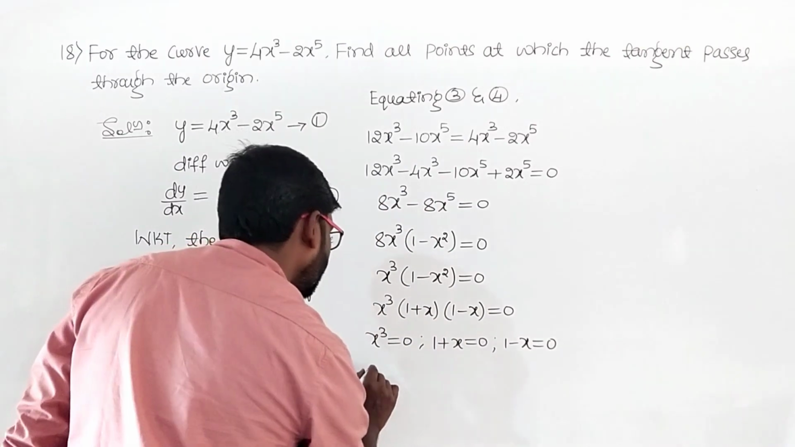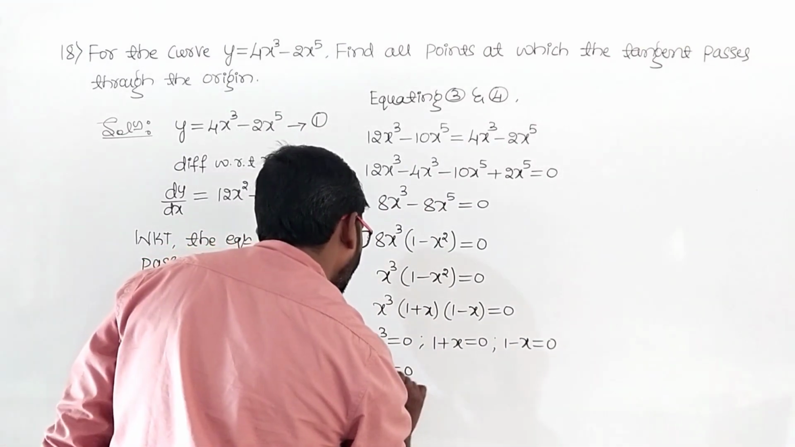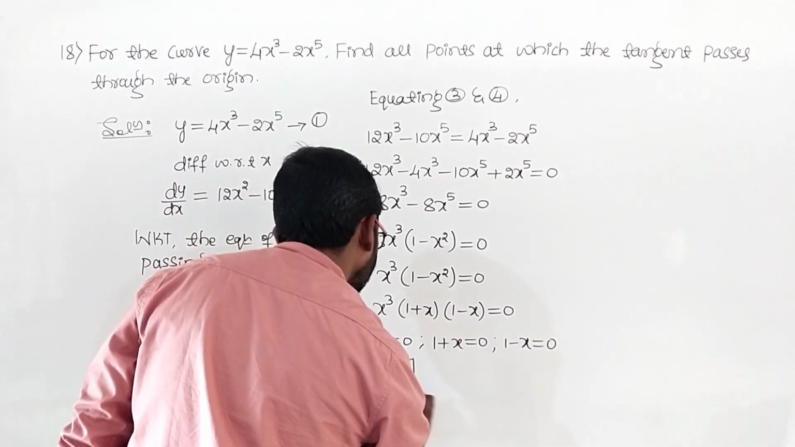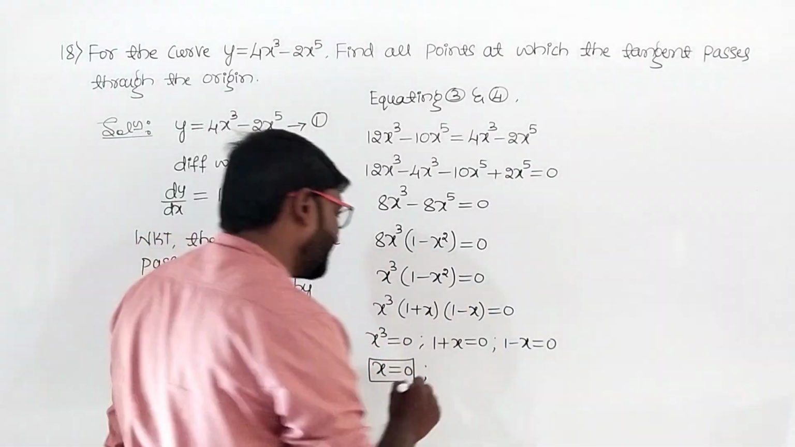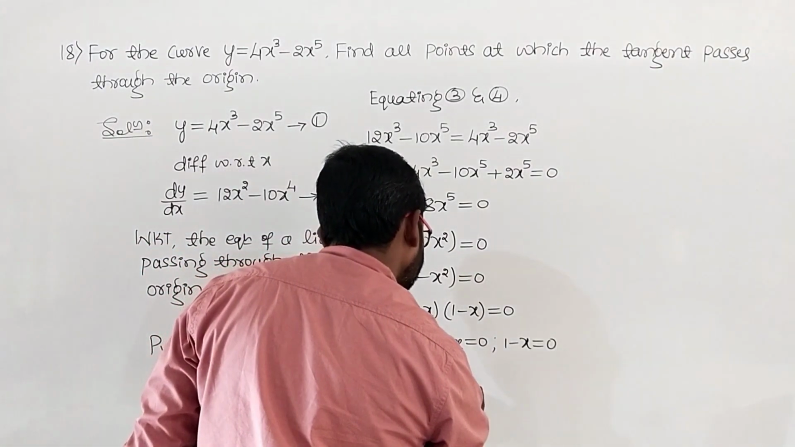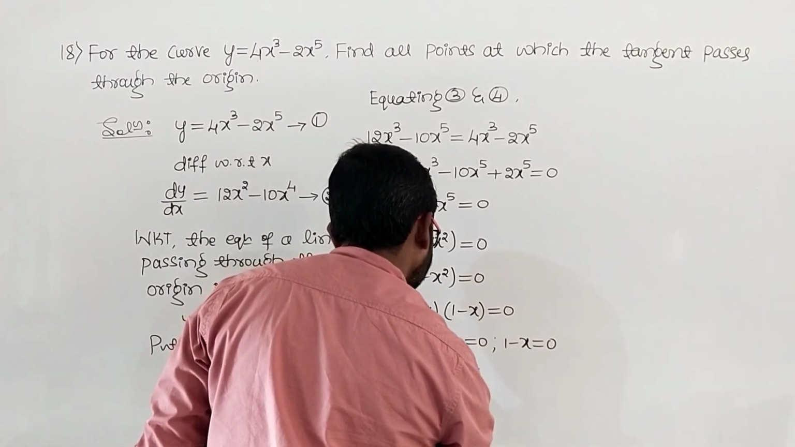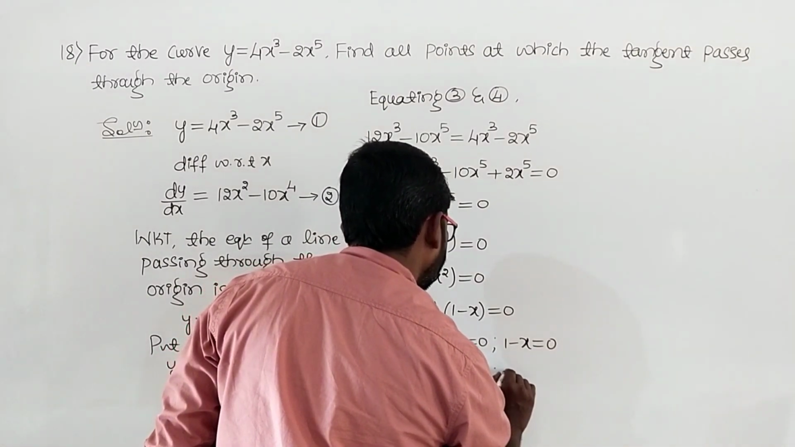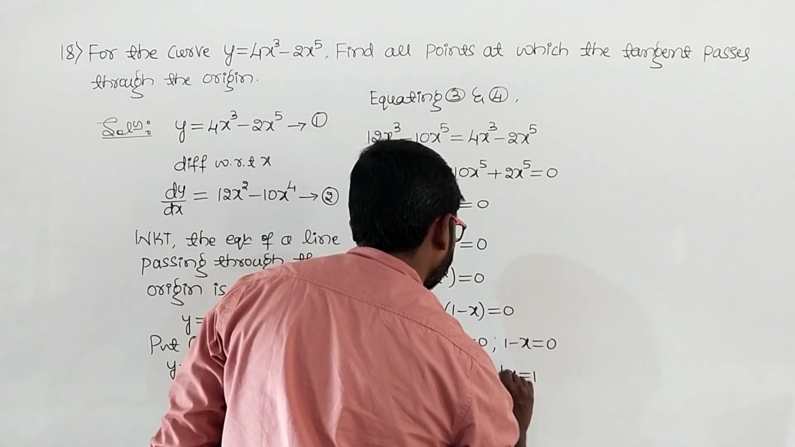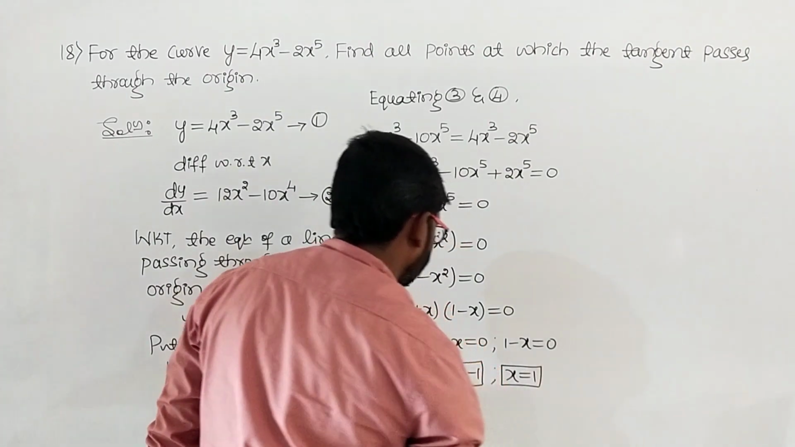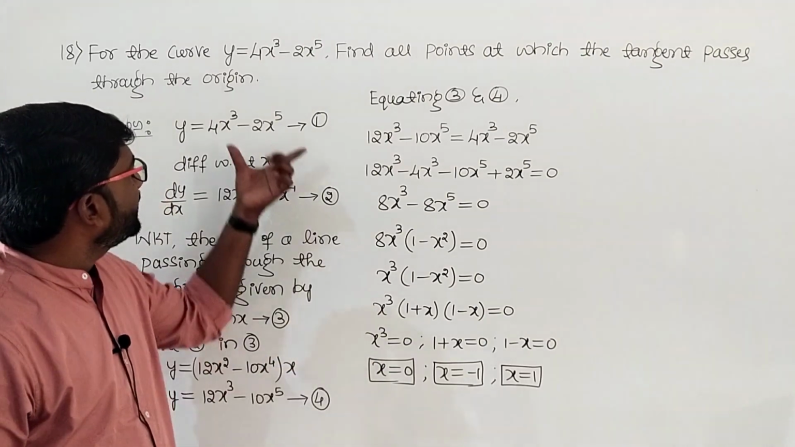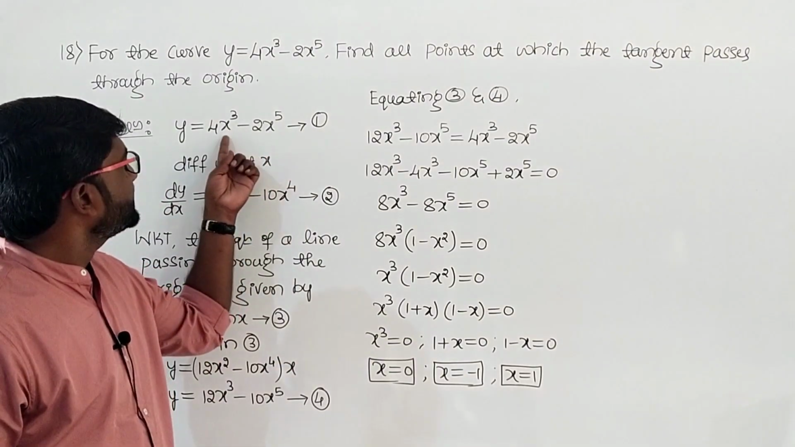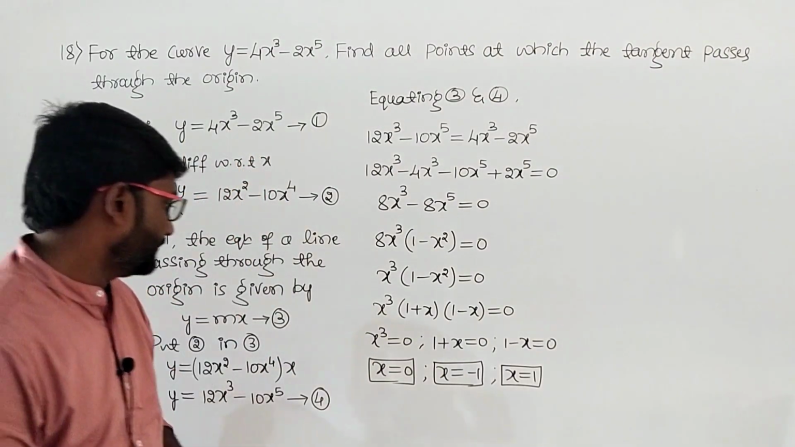Then x cube equal to 0 means x will be 0, and then here 1 plus x equal to 0 means x equal to minus 1. You get x is equal to minus 1, and then here you get x equal to plus 1. So you have got 3 points. Now put x equal to 0 in equation number 1. X is 0 means y will also be 0.